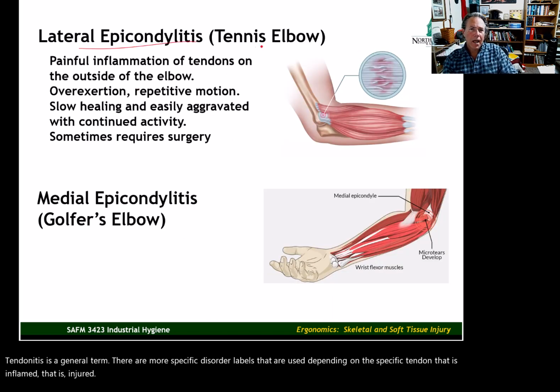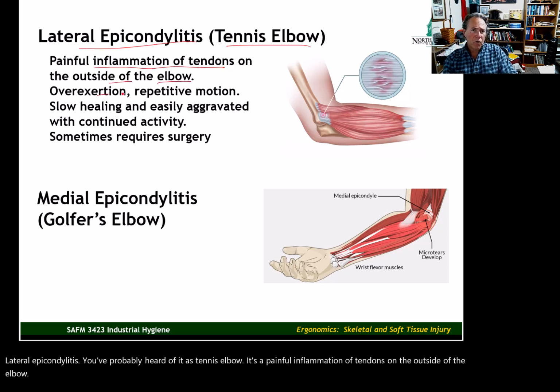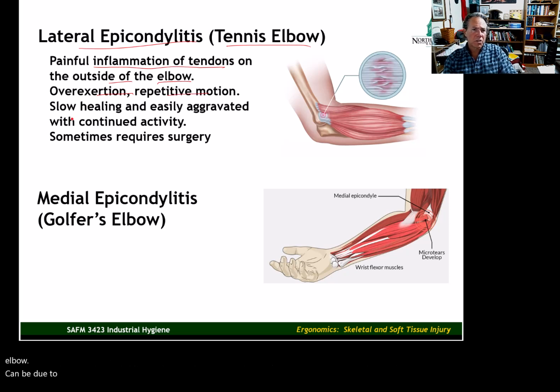Lateral epicondylitis, you've probably heard of it as tennis elbow. It's a painful inflammation of tendons on the outside of the elbow. It can be due to overexertion, repetitive motion. It's a tendon, so it's slow healing and easily aggravated with continued activity. Again, sometimes it can require surgery.